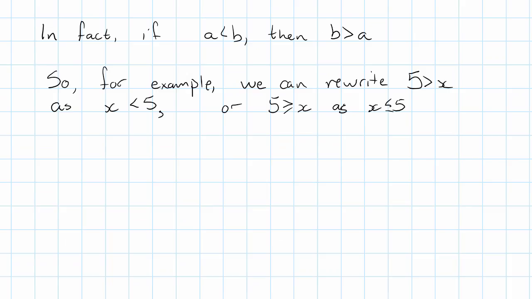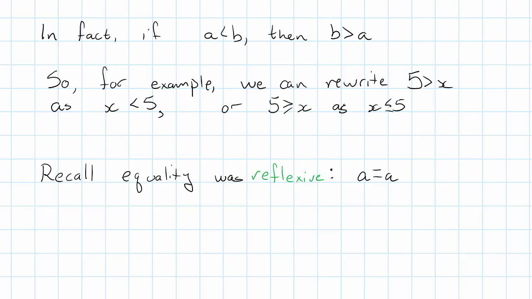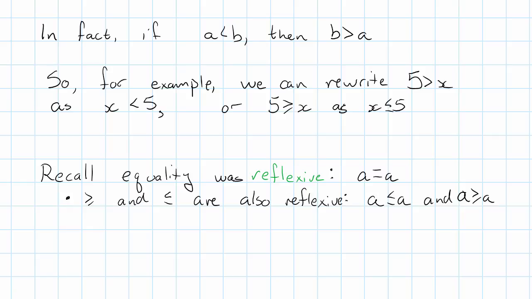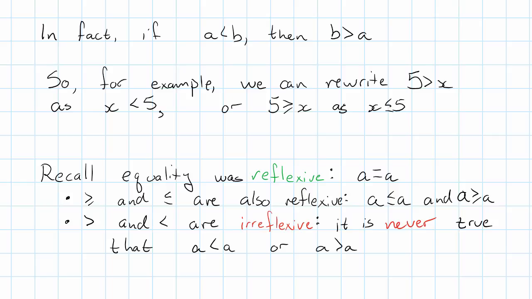And finally, this is about the only mileage we're going to get out of mentioning the reflexive property of equality. The order symbols that include equality are also reflexive. Everything is always less than or equal to itself, and also greater than or equal to itself. The order symbols that do not include equality are the opposite of reflexive. It is never the case that A is less than A or A is greater than A. We call this property being irreflexive.